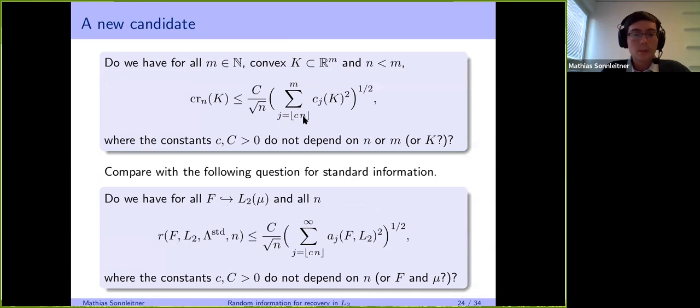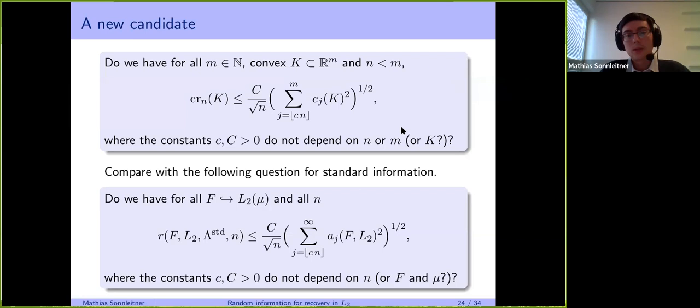I want to draw some attention to the following similarity, namely for standard information. There's the question of the nth minimal radius, so the best we can do with standard information, compared to the approximation where we allow linear information and linear measurements, that we also have such an L2 norm, where the constants do not depend on n again, but maybe on f or mu.